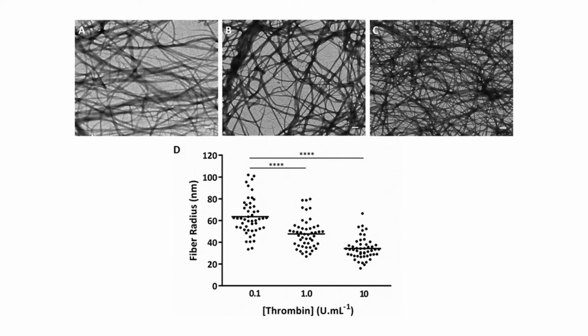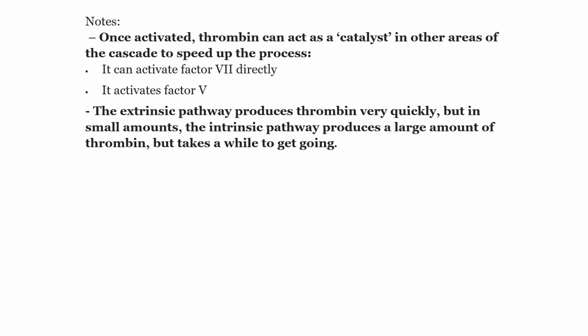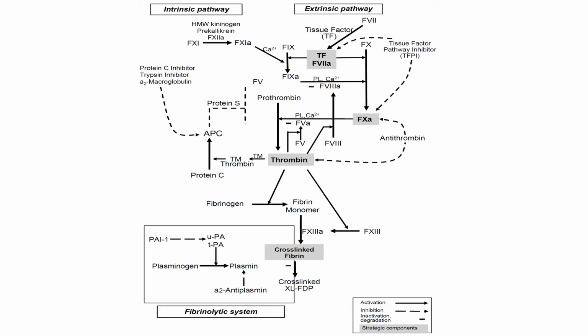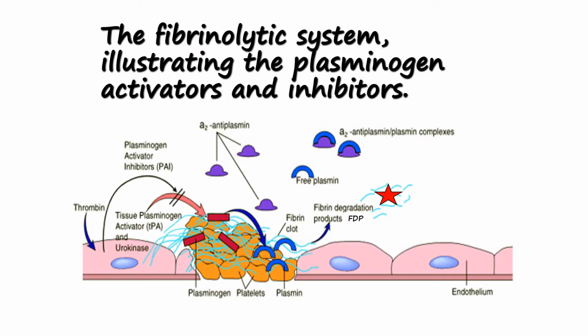This is the fibrin meshwork that brings platelets together and makes them strong. Then once you activate thrombin, and as you have activators for the coagulation pathway, you will have inhibitors. For example, for thrombin, which is an activator, you have antithrombin, which is an inhibitor. For tissue factor, which is an activator, you have tissue factor pathway inhibitor.